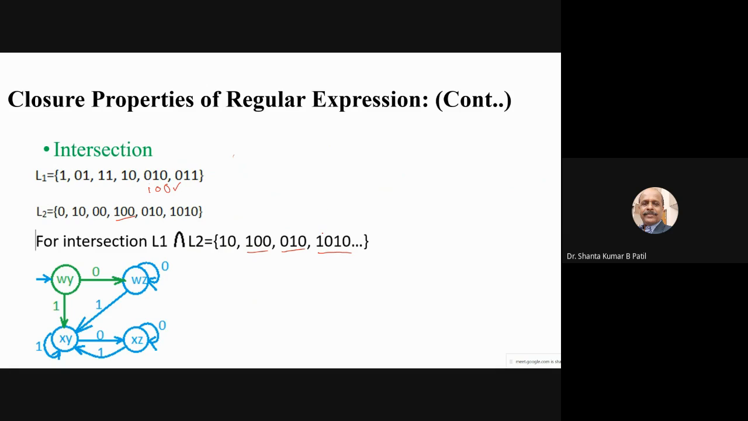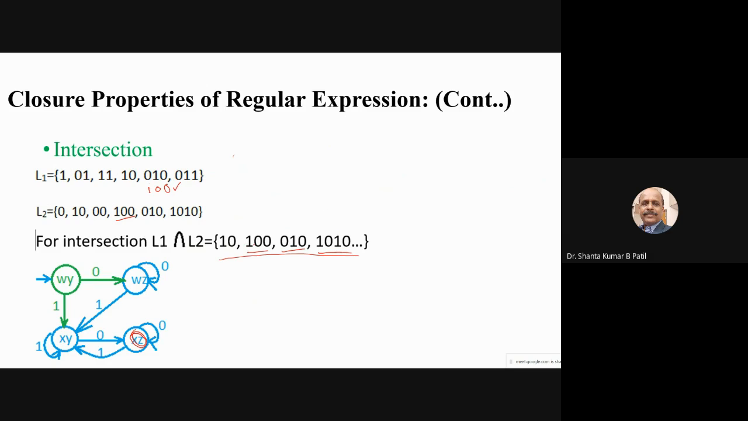Now the machine: we already combined the two machines, M1 and M2. On this combined machine, we need to perform the intersection operation, which accepts the strings that are in the intersection. It has to accept 1 0. So begin with the initial state xy, on 1 0 it goes to xz. Hence, I am making xz a final state.